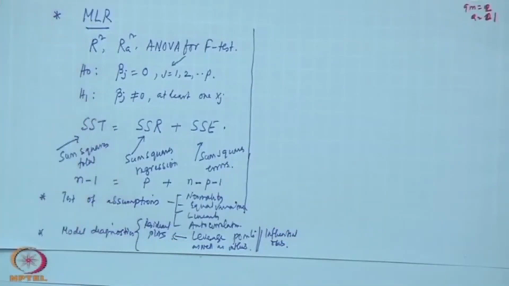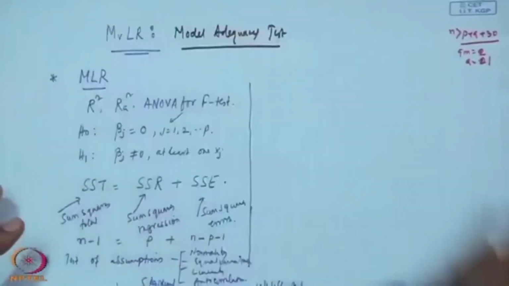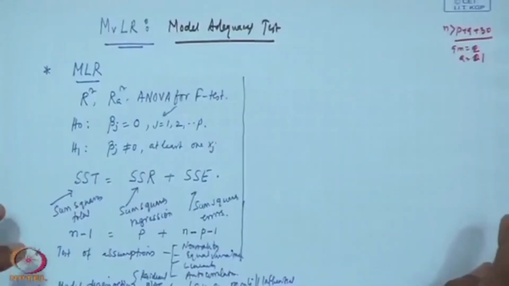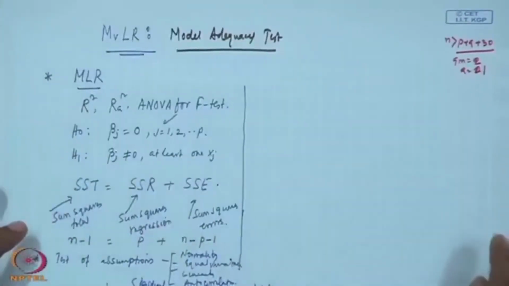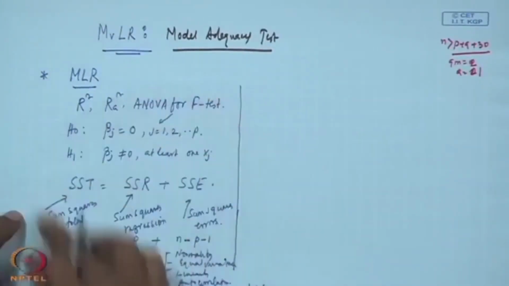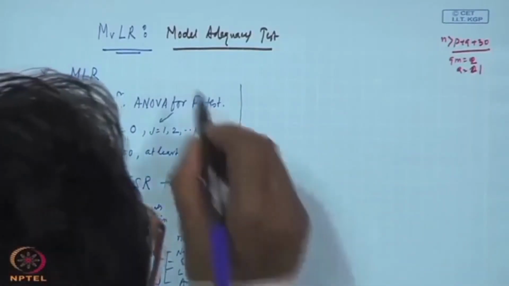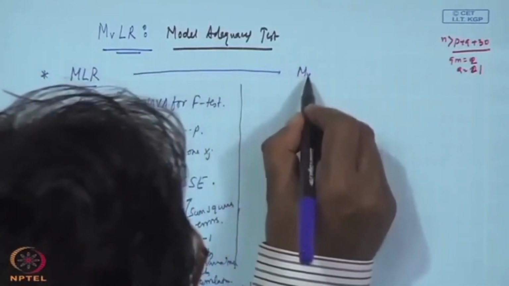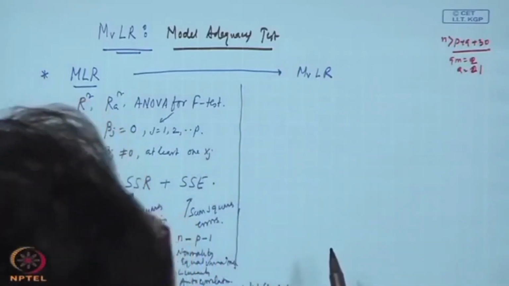So, can all those things not be done in MVLR? You are getting me? It is possible, and most of the time the software will give you the outputs. Suppose SPSS, Minitab, SAS, CStat, Statistica, whatever software you use, ultimately you will get these outputs. Okay. So, we will see some analogy from MLR to MVLR, that means multivariate linear regression.